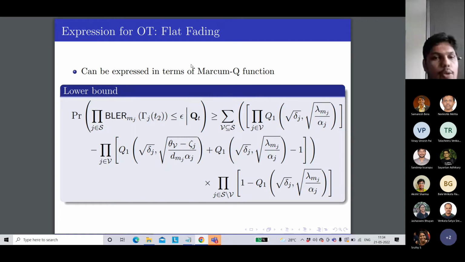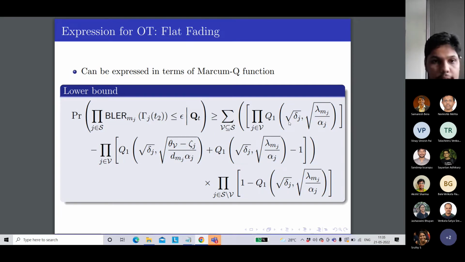Here also we use a lower bound because the closed form expression is intractable. So we provide an analytically tractable lower bound expression to compute the conditional probability. So here is the expression for the flat fading case. We saw the statistics of the SNR is non-central chi-square depending upon the SNR at time t. Therefore, it can be expressed in terms of the Marcum Q function.